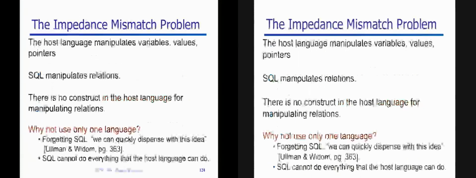In your programming language, you're talking about variables, values, pointers, and objects, and all you have in your SQL, in your DBMS, are relations and tables. Sometimes there's not a one-to-one matching between the variables and objects in your program compared to what you have in your DBMS. And sometimes it's challenging to take all the information from your relations and work with it inside your program.